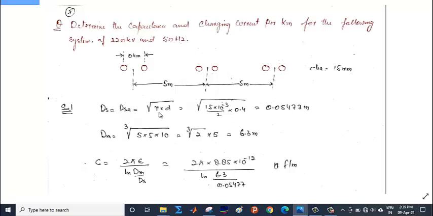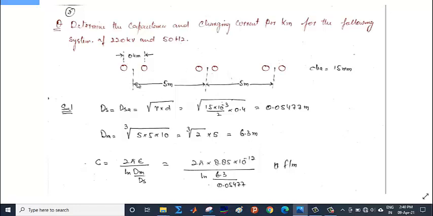That in this case will be equal to the square root of r into d, not r'. I am repeating again, it will be the square root of r into d, where r is 15 into 10 to the power minus 3 divided by 2 to convert this diameter into radius, into 0.4. It comes out to be 0.06477 meter. So dm will be the equivalent mutual distance, equal to the cube root of the distance between these two, that is 5, these two, that is 5, and these two, that is 10. 5 into 5 into 10, this will be also equal to the cube root of 2 into 5. It comes out to be 6.3 meter.